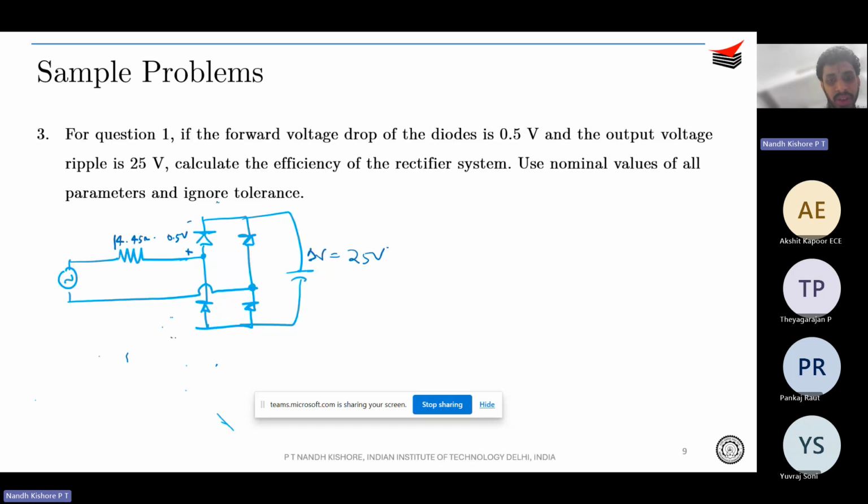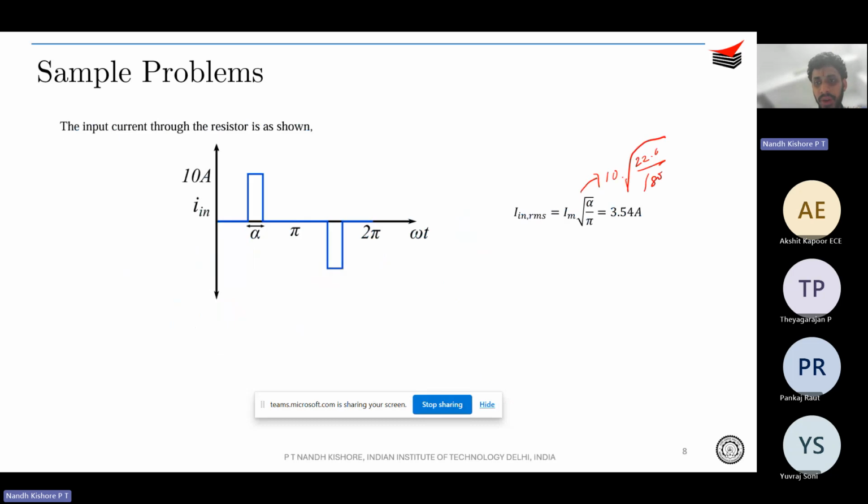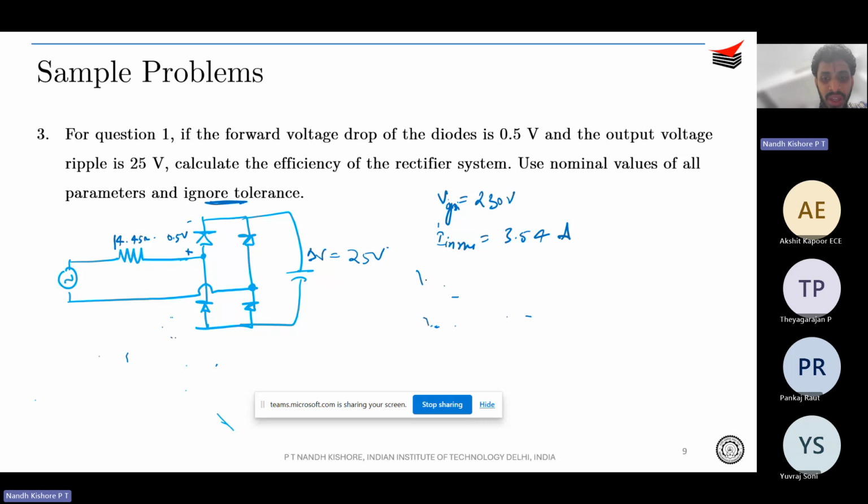So tolerance is ignored. So plus or minus 10% is of course ignored. Okay, therefore your V in or V grid, I would call it. Okay, V grid is 230 volts. So 230 volts is your V grid, and you know that your I in RMS is 3.54 amperes. We just calculated it in the previous question. I in RMS is 3.54, right? 3.54, correct?